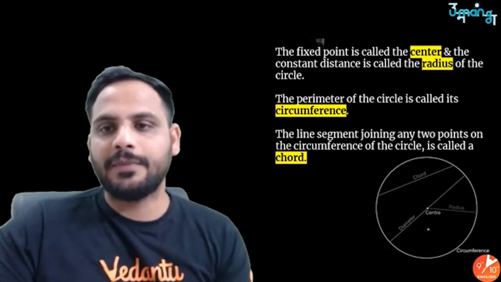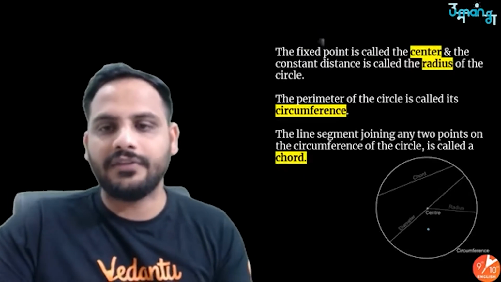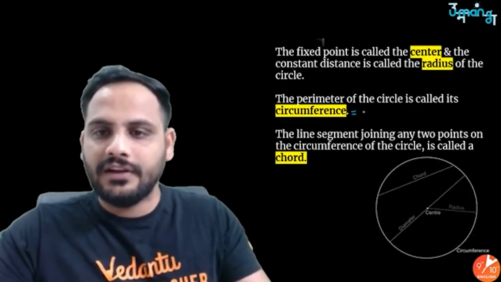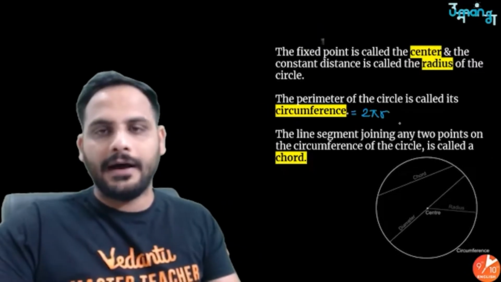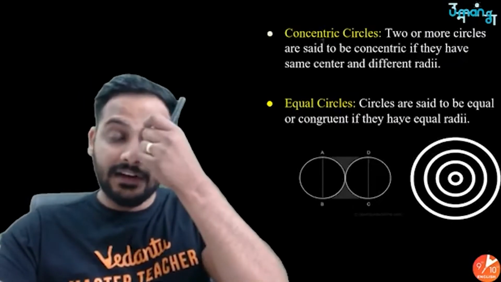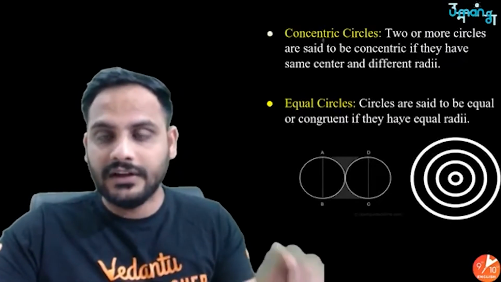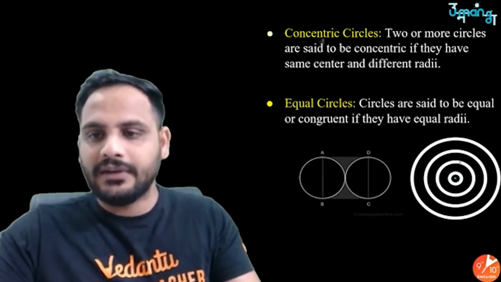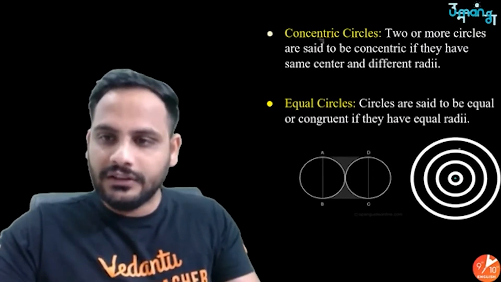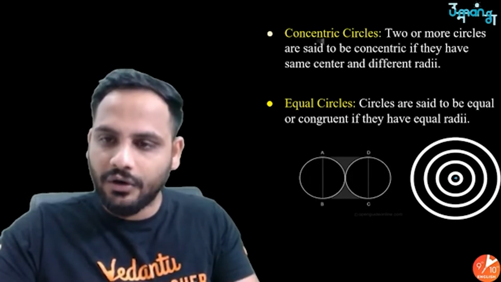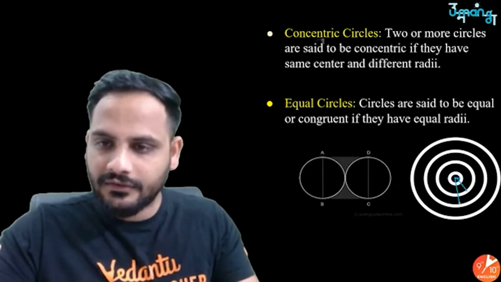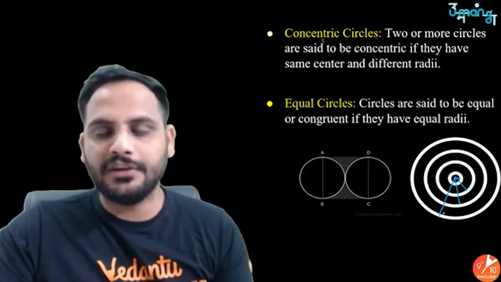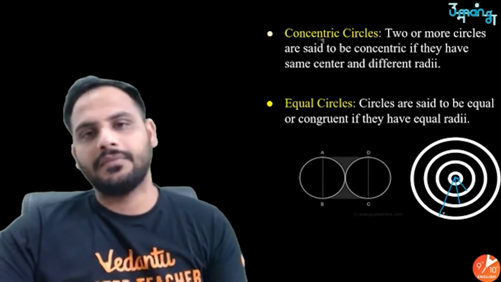Okay, so the next part is circumference. Circumference is the perimeter, the length of the boundary. Circumference, as we all know, is equal to 2 pi r. After that, concentric circles. Concentric circles means circles having the same center and different radiuses. So all these circles have the same center over here, but they all have different radiuses, so they are called concentric circles. Equal circles means two circles having the same radius.